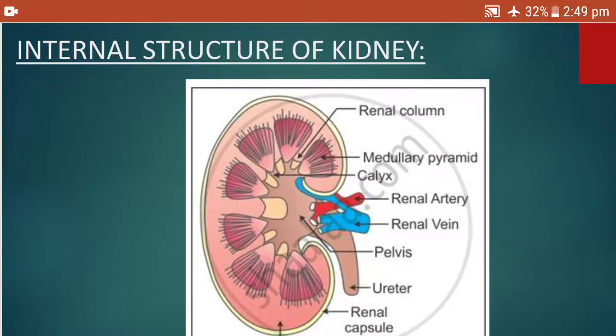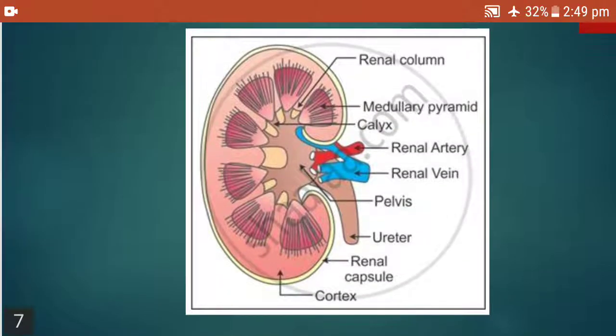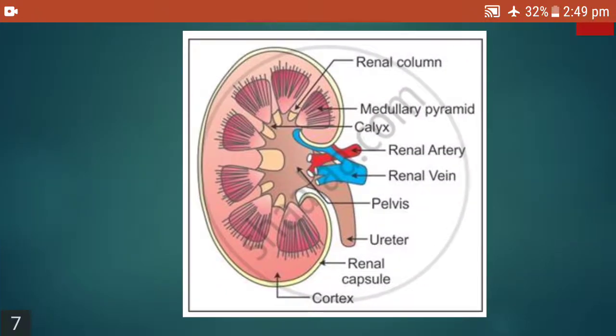Once again, this diagram is very important. It is called the internal structure of the kidney, or they can ask you to draw the longitudinal section of the kidney, LS of kidney. Then you must be able to draw this. Children, can you observe this? There is an opening region which is called the pelvis, where the kidney is divided into two portions. The outer portion is called the cortex. Can you see the cortex? And the inner part is called the medulla.